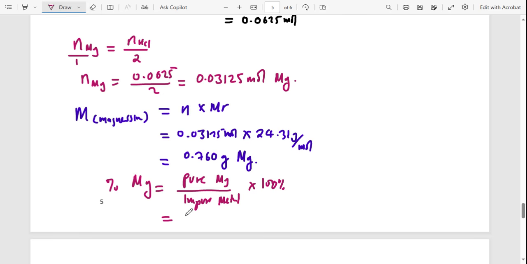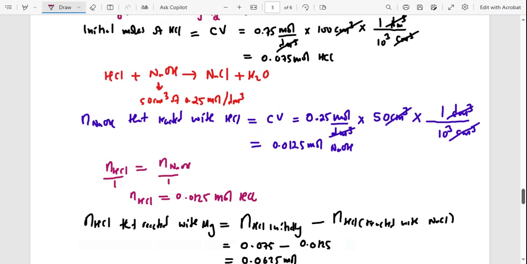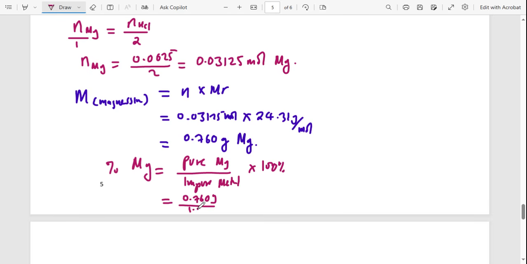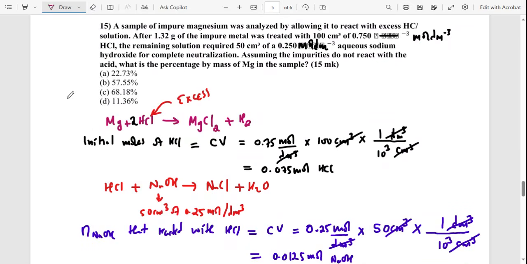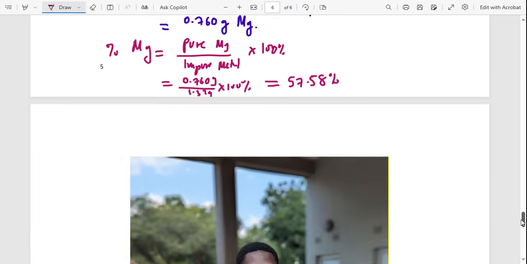So the pure one is 0.760 grams. The impure one is 1.32 grams, and then you multiply that by 100%, and let's see what that gives us. That is going to give us 57.58%. So our answer is there. So that is how you go about this question.